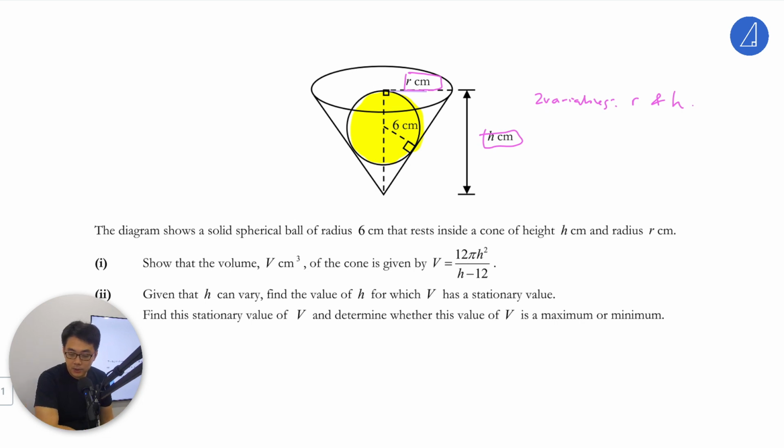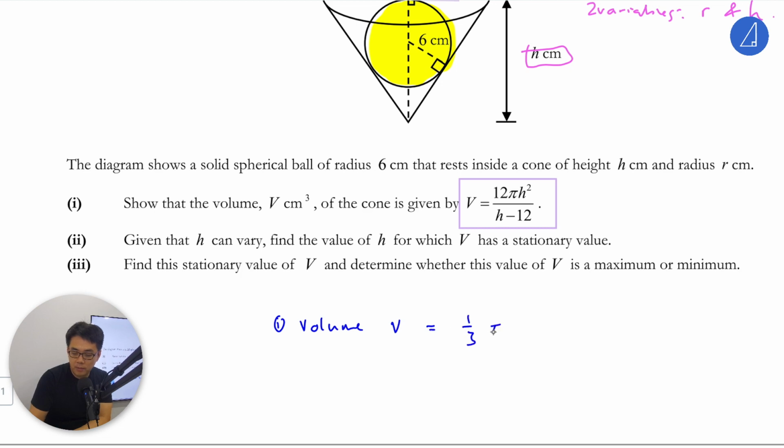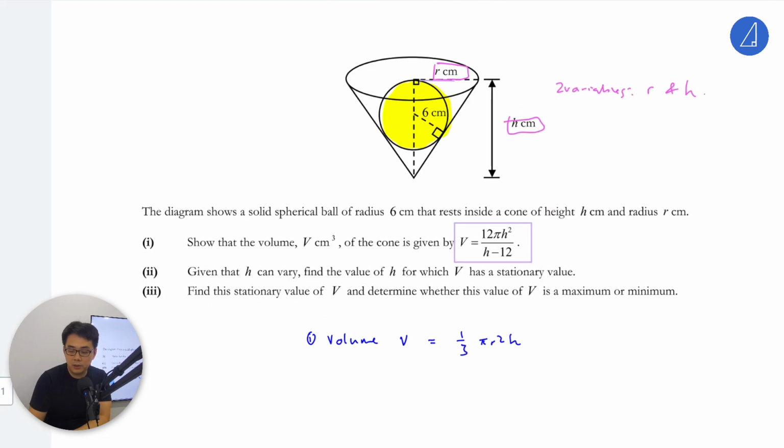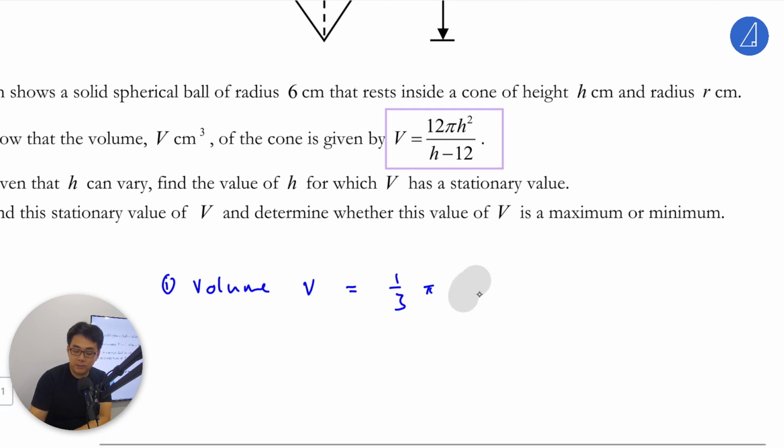Okay, so show that the volume V of the cone is given by this over here. So how? The volume V of the cone is actually 1/3 r square h. Agree? 1/3 base area times height.